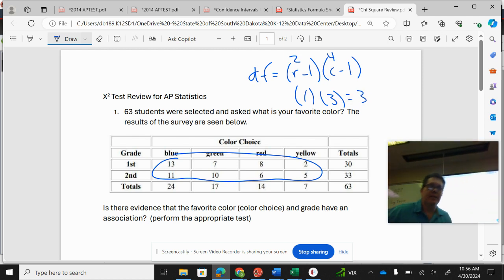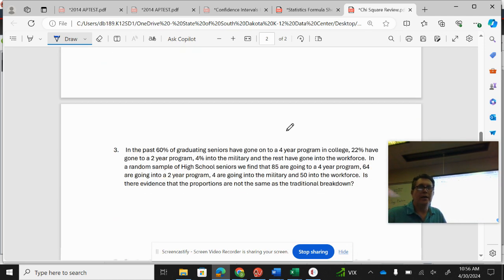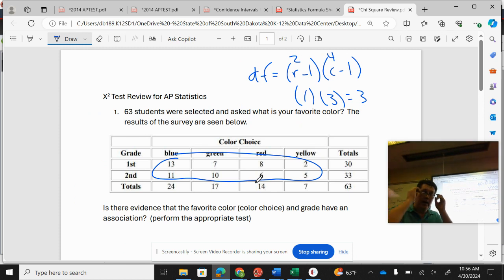Okay, on the first one we've got a table. On the second one, we've got a table. And on the third one, we don't have a table. So let's remember the ones with tables are the chi-square two-way test. There's two different names: independence and homogeneity. How do we tell the difference? Independence is one sample. Homogeneity, you take multiple samples from different groups.